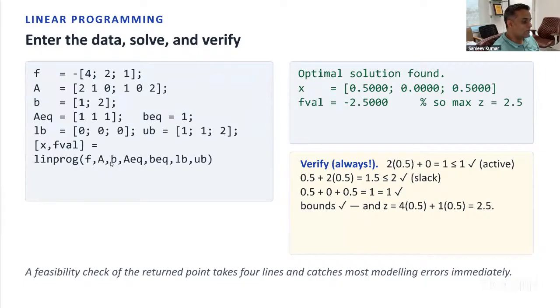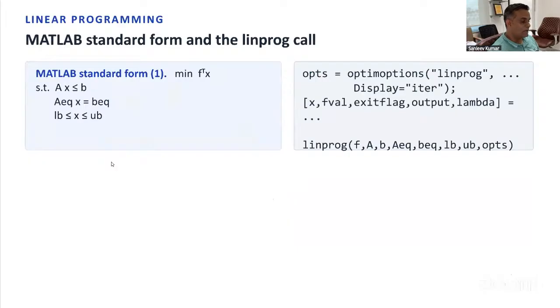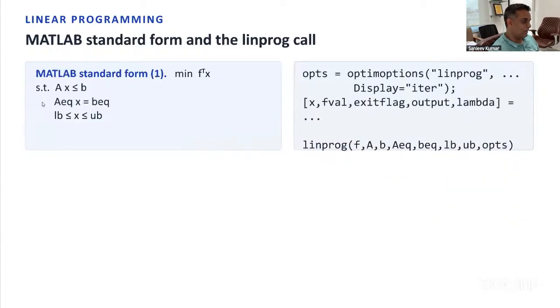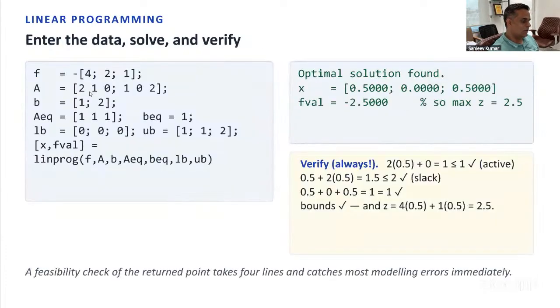Then I will pass b. b means the right hand side of the inequality constraints. So it will be a vector 1, 2. So b will be 1, 2. A is a 2 by 3 matrix. First row is 2, 1, 0. Second is 1, 0, 2.